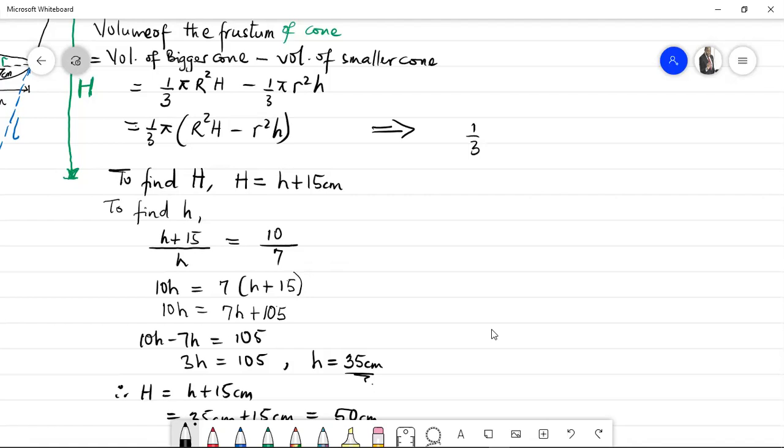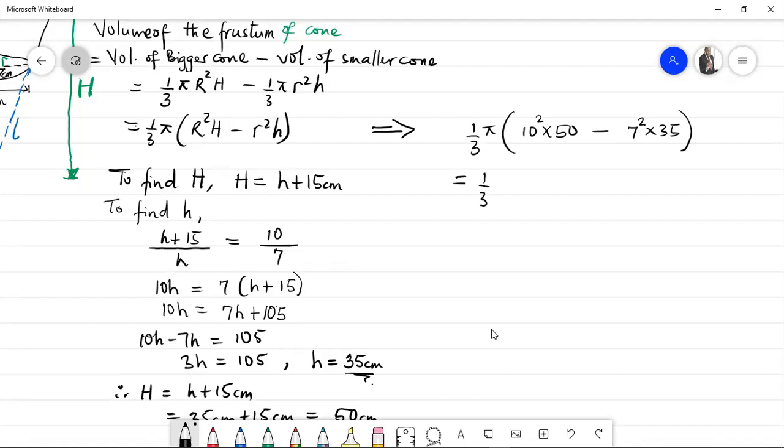1/3 pi into the bracket of R squared H. Big R is 10, so that is 10 squared times the big H, which is 50, minus small r squared, which is 7 squared, times the small h, which is 35, close the bracket. So perform all this calculation, and you'll end up with the volume of your frustum, that is the bucket. So this is 1/3.